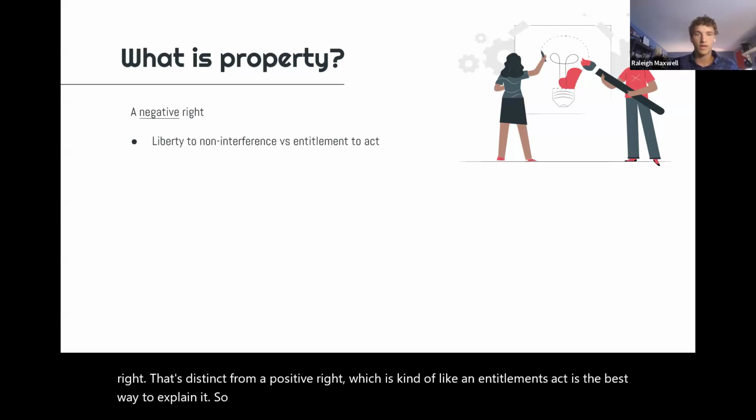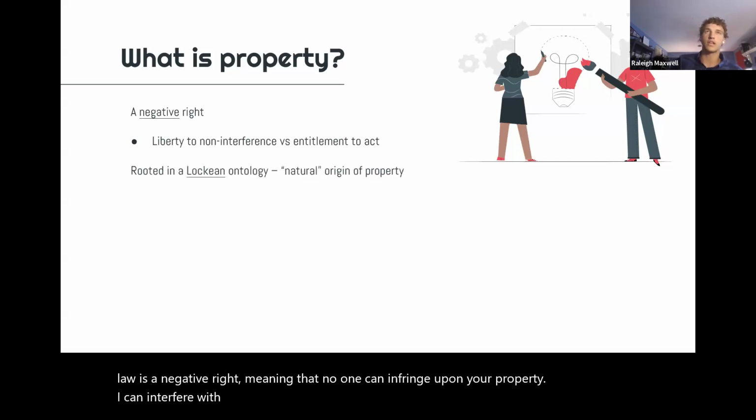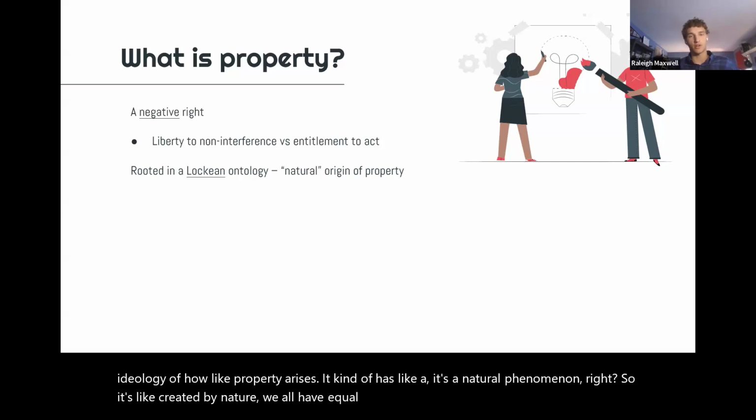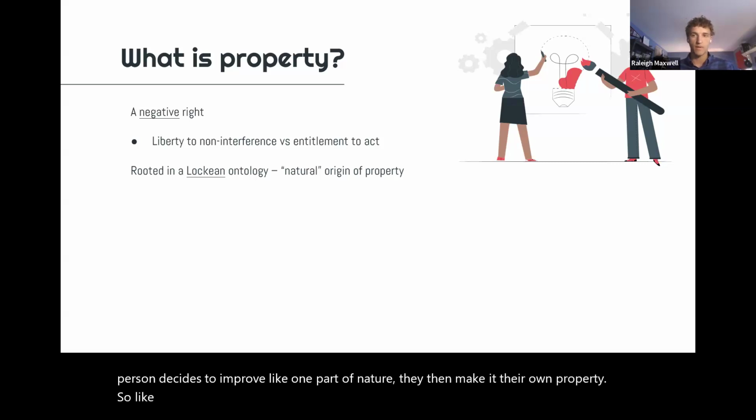So a positive right would be like a right to vote, right? So property in US law is a negative right, meaning that no one can infringe upon your property, no one can interfere with it. So our understanding of property is kind of rooted in John Locke's ideology of how like property arises. It kind of has like it's a natural phenomenon, right? So it's like created by nature. We all have equal rights to the property of nature, but when one person decides to improve like one part of nature, they then make it their own property. So like land is a very common form of property.